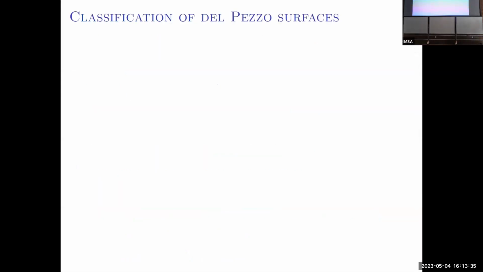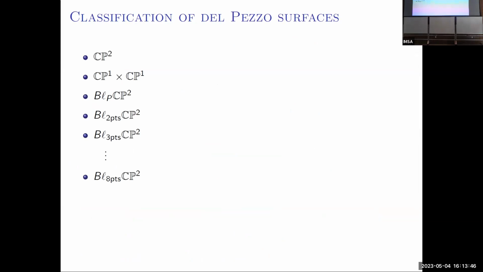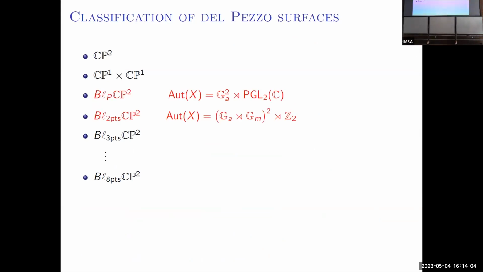Let me take this opportunity to remind you of the classification of the del Pezzo surfaces. This was already known to the Italian school: there are, as I said, 10 deformation families of del Pezzo surfaces. Del Pezzo surfaces are just Fano surfaces. They can be CP2, CP1 cross CP1, and then CP2 blown up in at most 8 points. From this list, there are exactly 2 with non-reductive automorphism group, and these are the ones that do not admit a Kähler-Einstein metric.